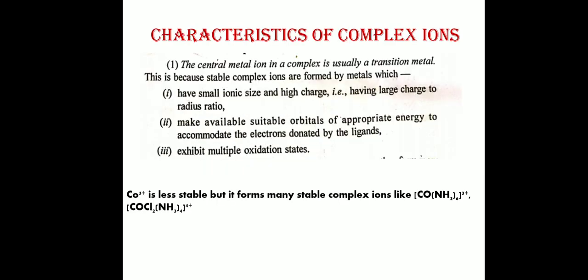Next are the characteristics of a complex ion. The central metal ion in a complex is usually a transition metal. This is because stable complex ions are formed by metals which have a small ionic size, high charge, and a large charge to radius ratio, make available suitable orbitals of appropriate energy to accommodate the electrons donated by the ligands, and exhibit multiple oxidation states.